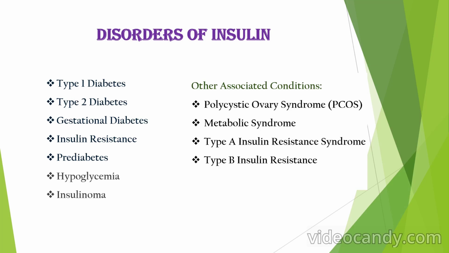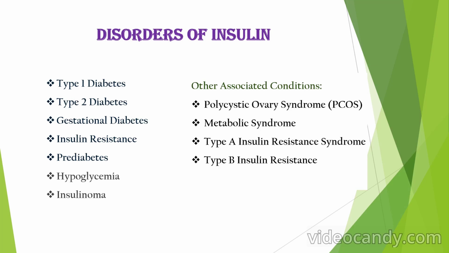Other associated conditions include polycystic ovary syndrome, a hormonal disorder that can cause irregular periods, excess androgen levels and insulin resistance. Metabolic syndrome is a cluster of conditions including high blood pressure, high blood sugar, excess body fat around the waist, and abnormal cholesterol or triglyceride levels that increases the risk of heart disease, stroke, and type 2 diabetes.